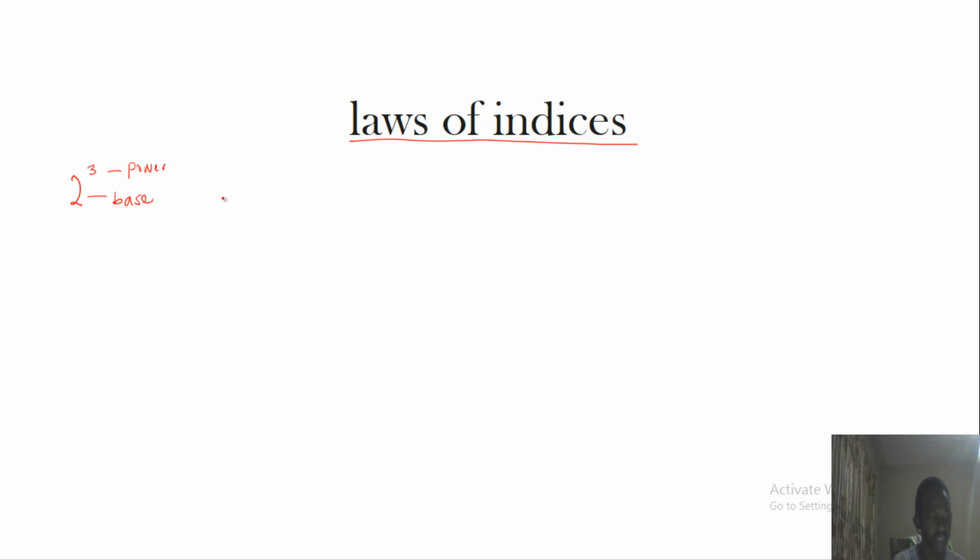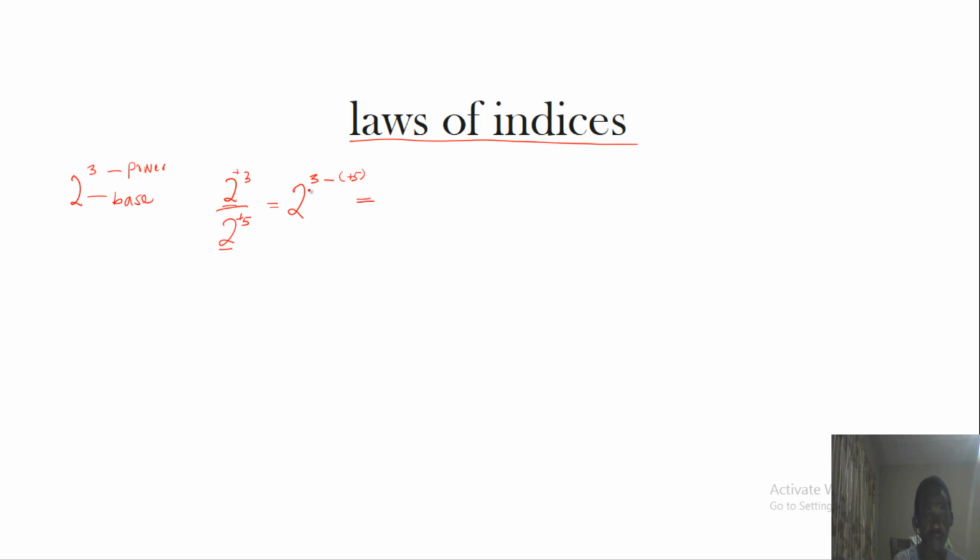Another thing you need to understand is if you have, for example, 2 to the power 3 over 2 to the power 5. When you discover that they have the same base, what you can do is write one of the base, then 3, then there's an invisible plus. Division becomes minus, then plus 5, and you close the brackets.